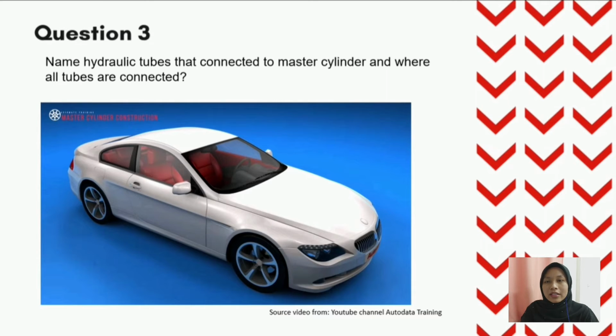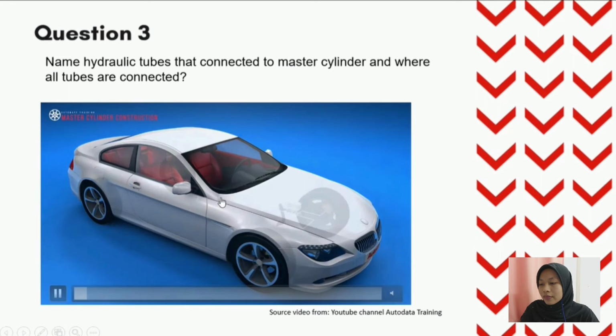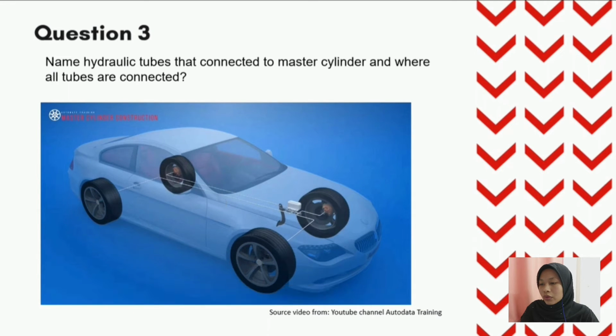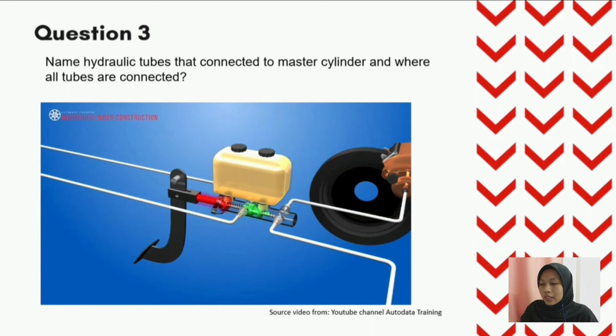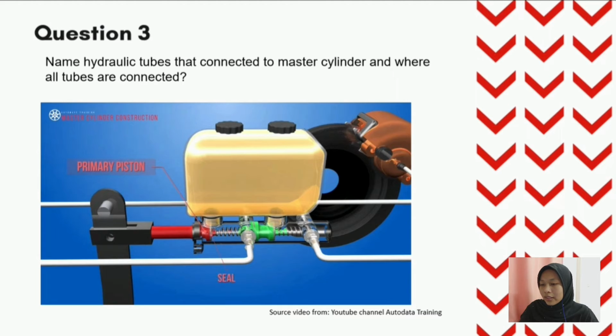Okay, for the next question, question 3, the question asks to name the hydraulic tubes connected to the master cylinder and where all the tubes are connected. So here is a video that I provide to show the detail of where the hydraulic tubes connect with the master cylinder. We can see here that the red color is the primary piston, and the green color is the secondary piston.